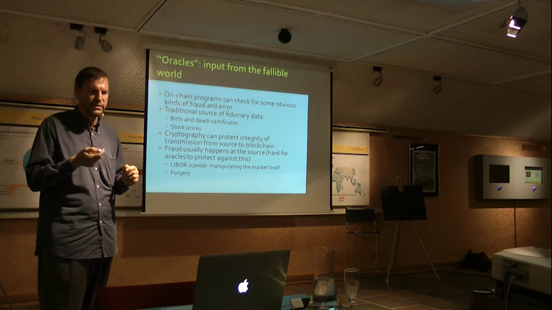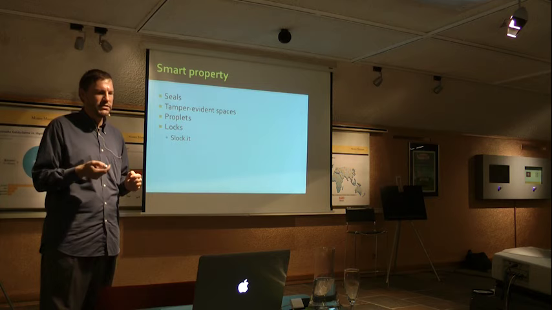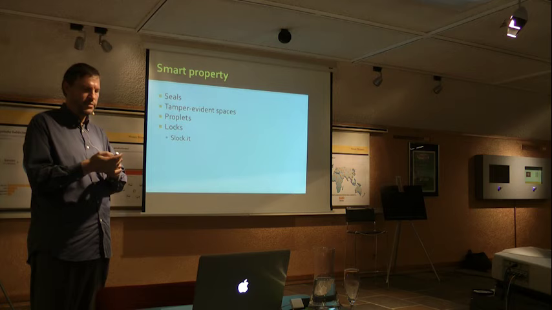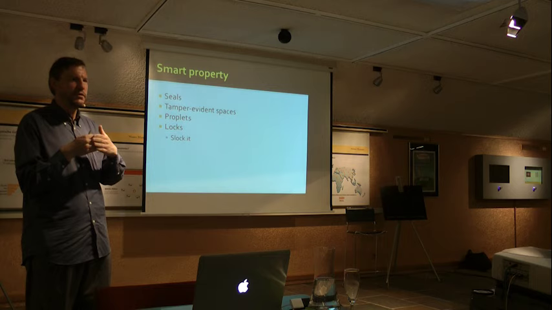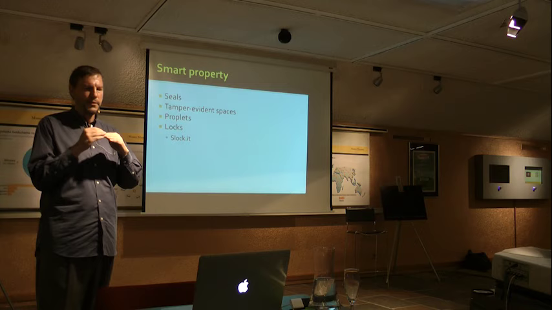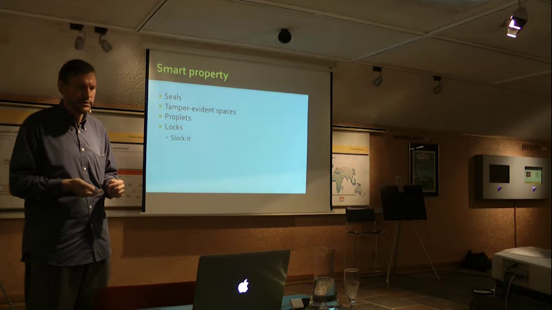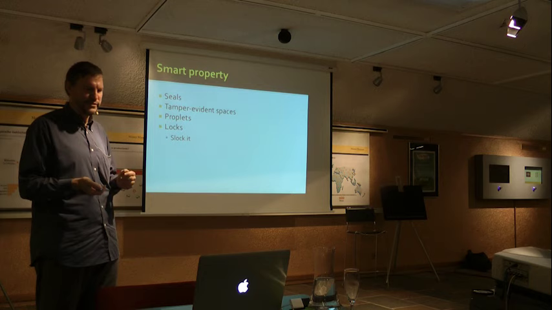So, smart property, seals, tamper evidence spaces, proplets, locks. We're going to talk about some of this stuff. So locks, there's a company called slock.it that's doing very interesting things about locks driven from the blockchain. You can have smart contracts or a smart property deed protocol on the blockchain that, for example, leases a bike and it will unlock the bike during the period of the lease. I'm not giving it justice. There's all sorts of things they're experimenting with. It's very, very interesting stuff.